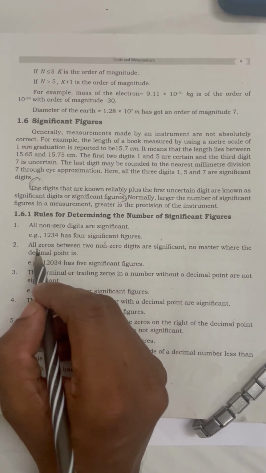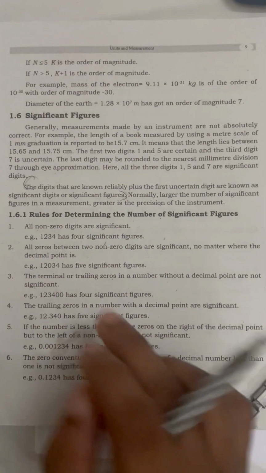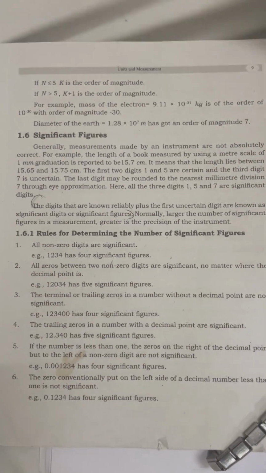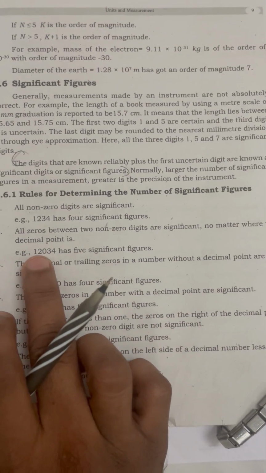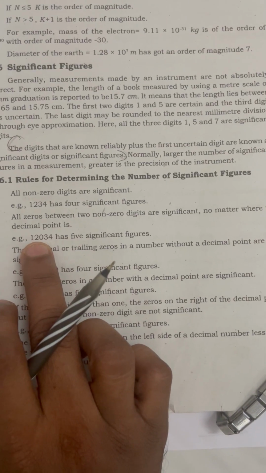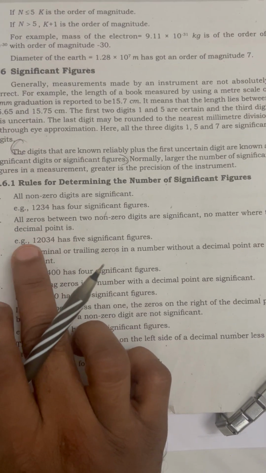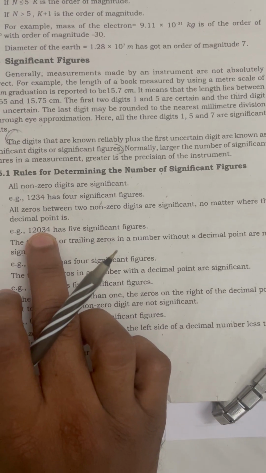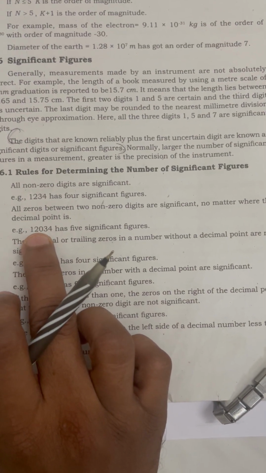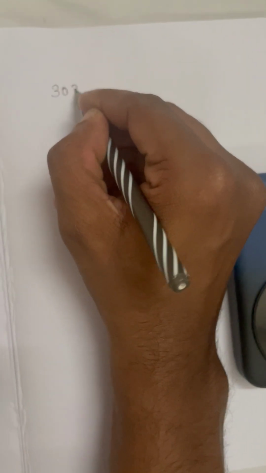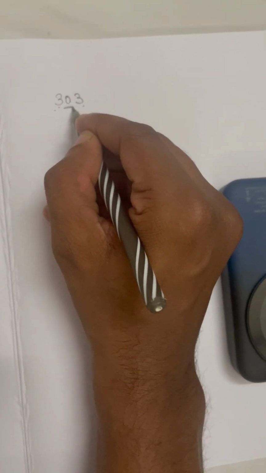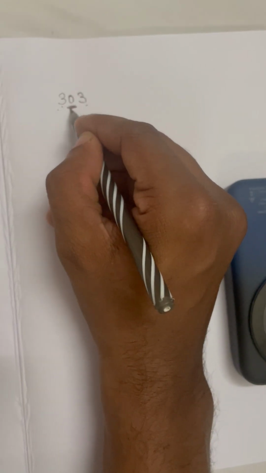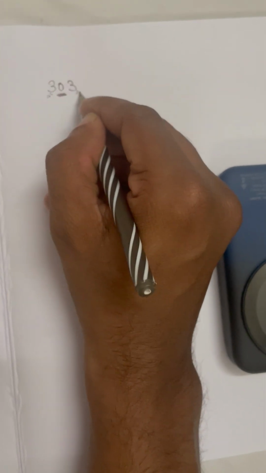Rule 2: all zeros between non-zero digits are significant. That means if there is a 0, it will be significant when the digits on its left and right are non-zero. At that time we can count that 0 as a significant number. Suppose there is a number 303. When we count the significant figures, 1, 2, 3, we also count this 0 because it is placed in between non-zero digits.